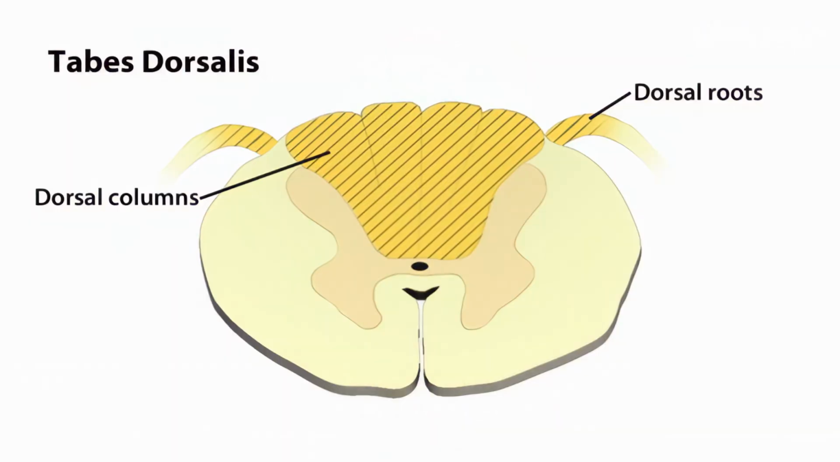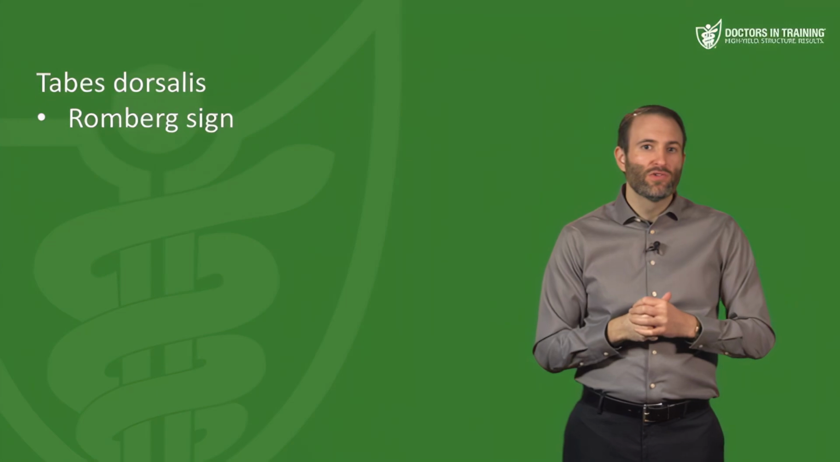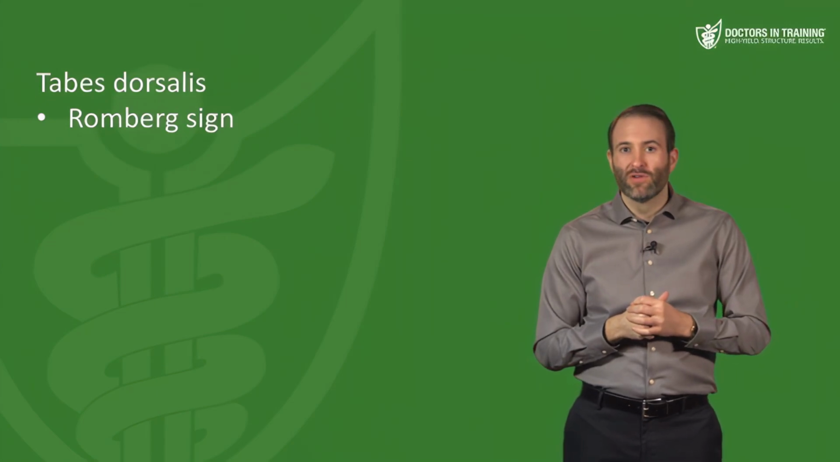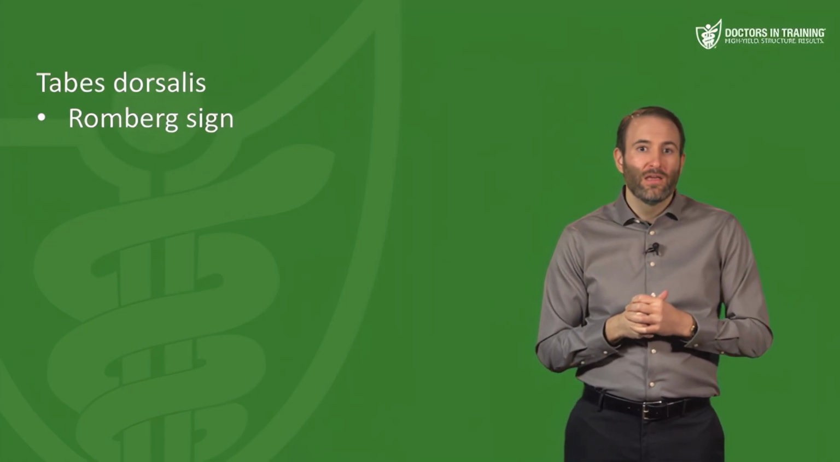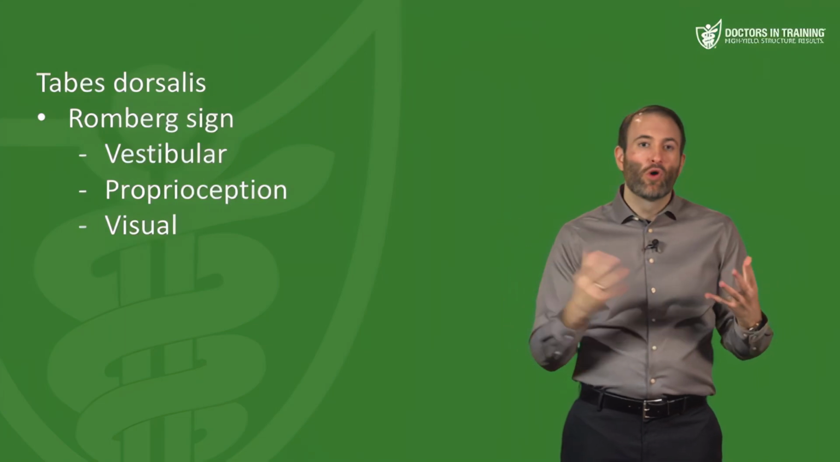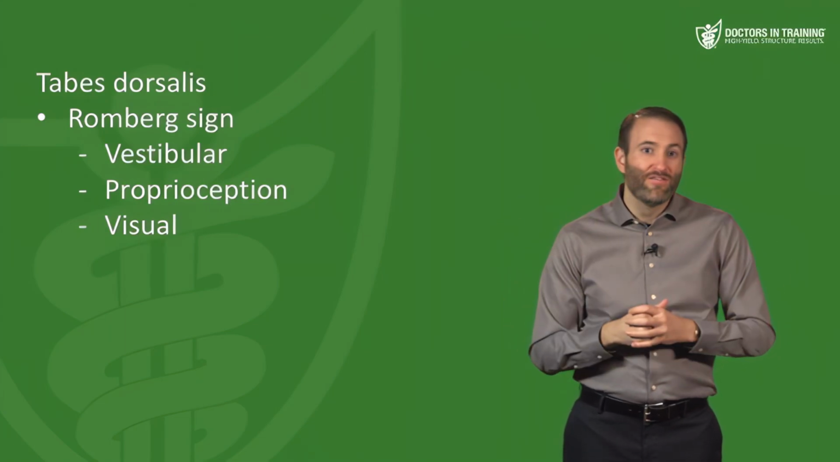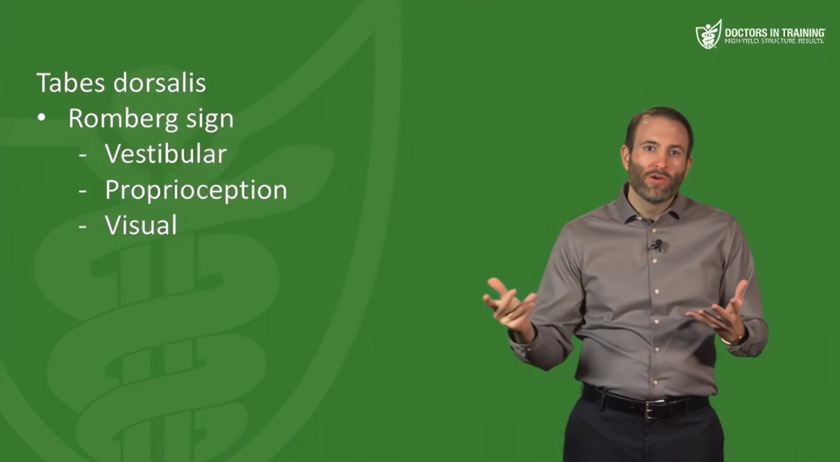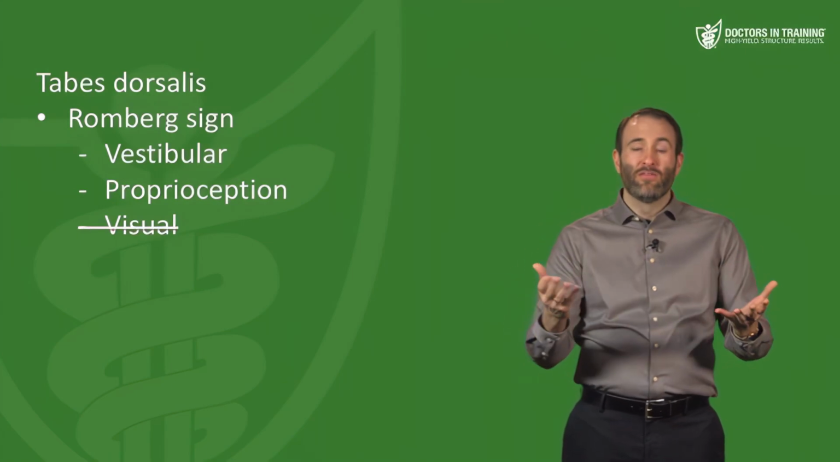Next, let's talk about tabes dorsalis. Tabes dorsalis is caused by tertiary syphilis, which is obliterating your dorsal column. So, light touch, proprioceptive information can't get to the upper CNS. Now, as a result, you're going to have a positive Romberg sign. Now, normally, you're taking in vestibular information, proprioception information, and visual information. With Romberg test, you remove the visual information because remember, you have them close their eyes.